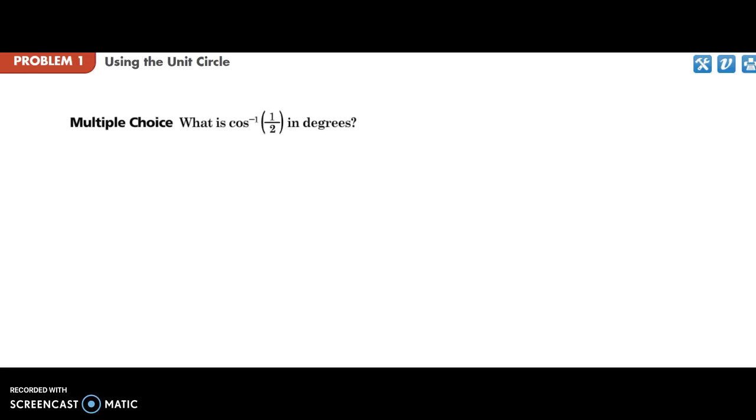In this problem, you will use the unit circle. What is the inverse cosine of 1/2 in degrees? Your choices are A, negative 60 degrees, B, 30 degrees, C, 60 degrees, and D, 300 degrees.